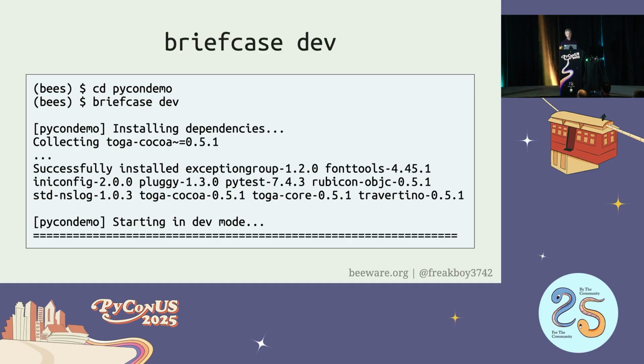When you run briefcase dev, Briefcase looks at the project configuration, works out how to run the project in your local virtual environment. The first time you do that, it'll install some dependencies based upon what your templated project describes, and then it will start your app. For what it's worth, briefcase dev is really not much more than a convenient shorthand for pip install, followed by python -m PyCon demo, with a couple of extra flags and whatnot turned on.